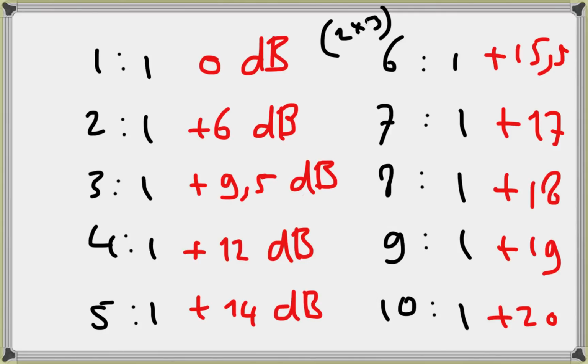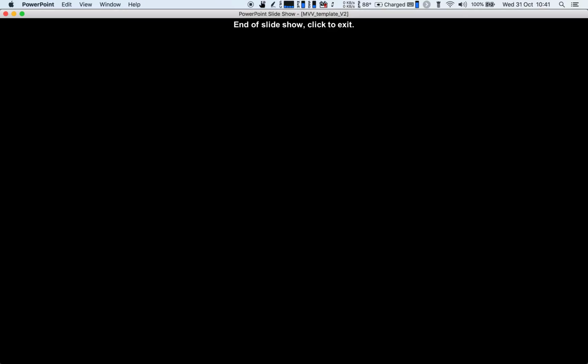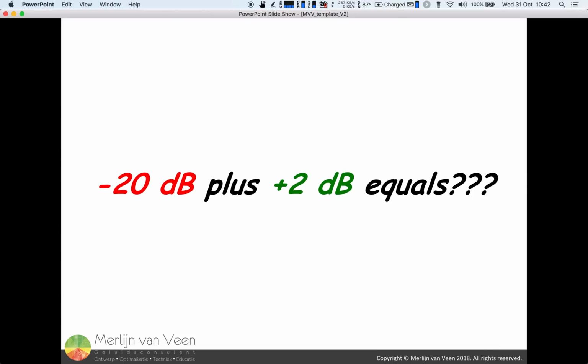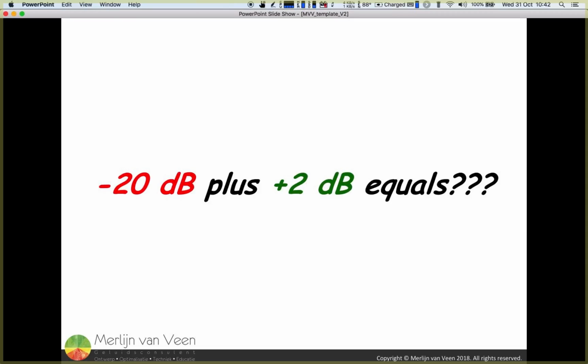Okay, so back to the original question. If I add minus 20 and 2 decibels, why is that minus 20 dB too soft to matter? Why will there be isolation? Why will minus 20 dB have no tangible effect on the plus 2 dB? Because it's simply way too far removed from the plus 2 dB. Well, let's see if you and I can do this on the back of an envelope.